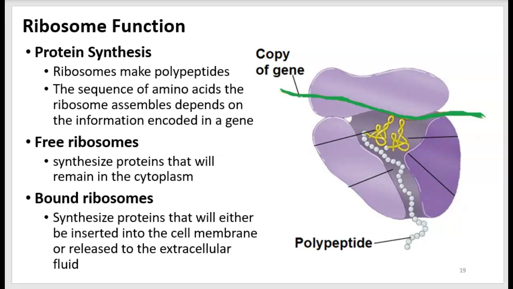Bound ribosomes are a little bit different. The bound ribosomes on the rough ER synthesize proteins that will go to the Golgi apparatus and then the cell membrane. This actually occurs, strangely enough, when a free ribosome docks onto the rough ER. So the next slide shows that process.